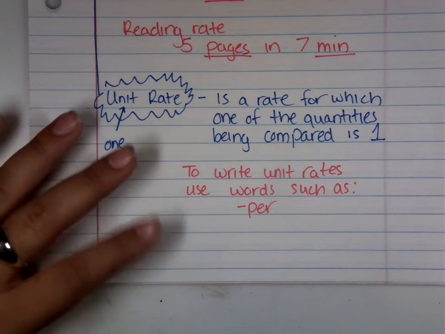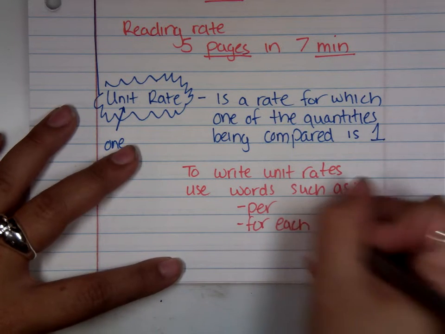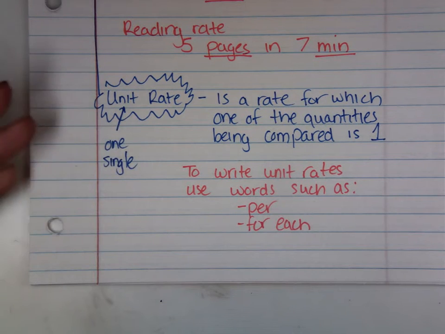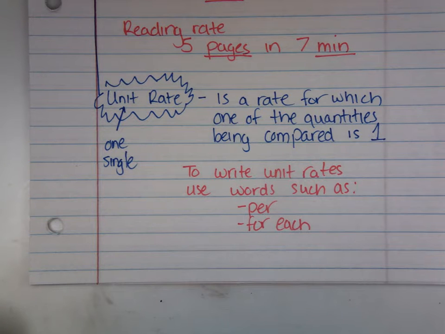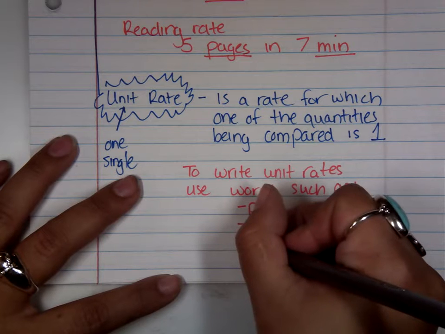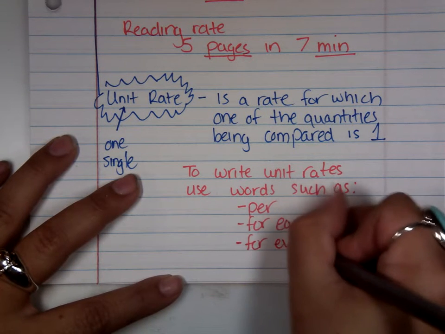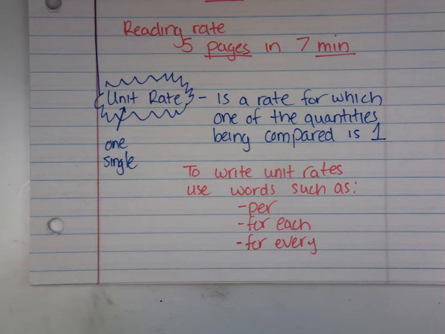Okay? You might see the words for each. So the same thing, 65 miles for each hour. And then the last you might see is for every, which I just used a second ago. So if I'm going 65 miles per hour, I'm going 65 miles for every hour that I drive.